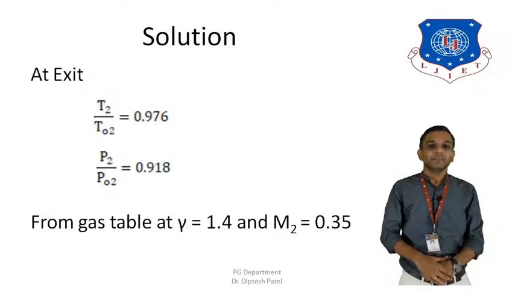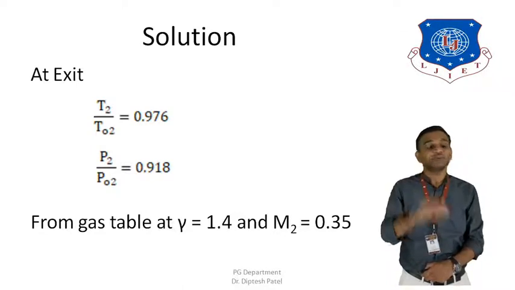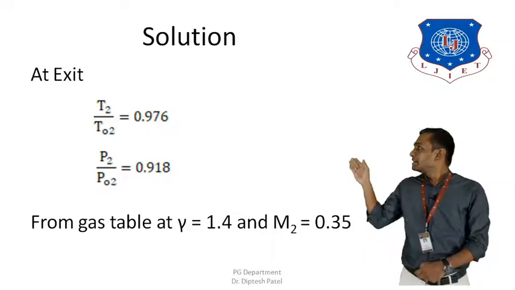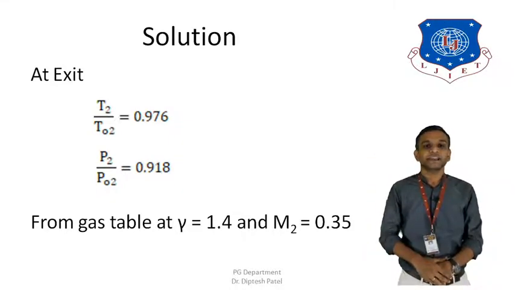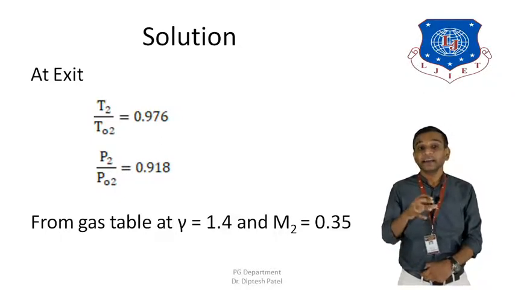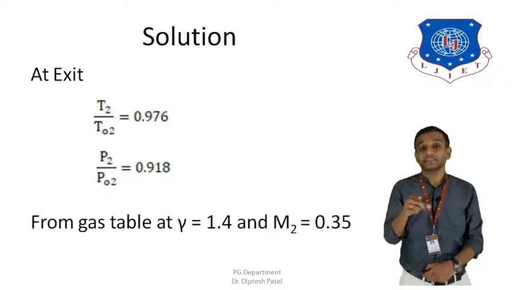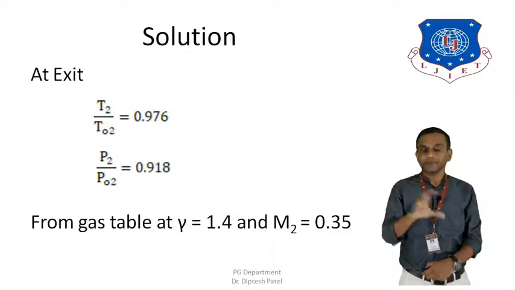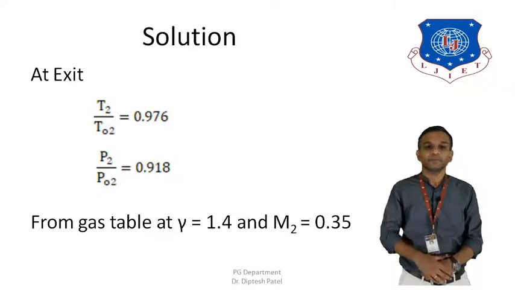Alright. Now for the exit, in the same way we are going to calculate the ratios at exit 2. So let's say T2 upon T02 is equal to 0.976 and P2 upon P02 is equal to 0.918. Now this data has also been taken from the gas table at different conditions, at different references. Here I am going to use gamma as well as Mach number, but that is at section 2. Since gamma is constant, but the Mach number would change here.